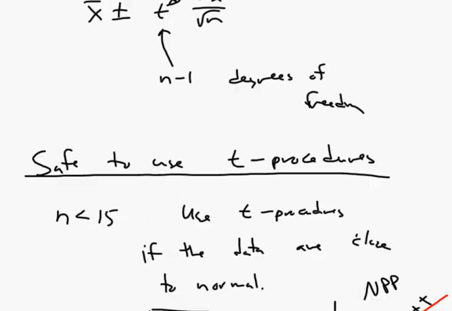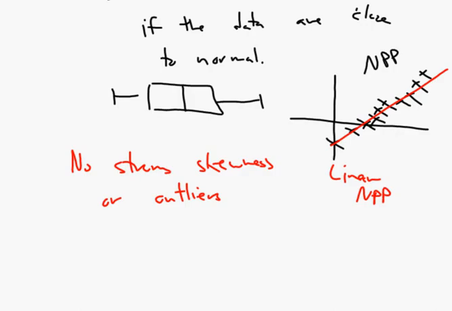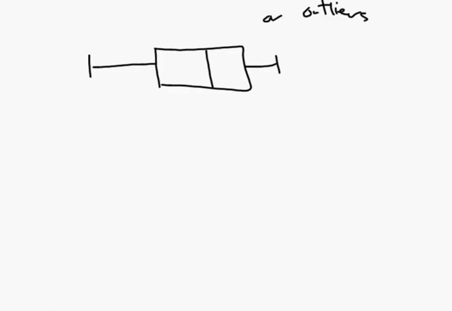Back in the case of n less than 15, I should even go a little bit further here. I should say no strong or even moderate skewness. You really don't want any skewness at all in the case where n is less than 15. Okay? But if you go between 15 and 30, you can tolerate a little bit of skewness. Okay? That's that. And then lastly, once n is greater than or equal to 30, then you could just use the t procedures. All right?